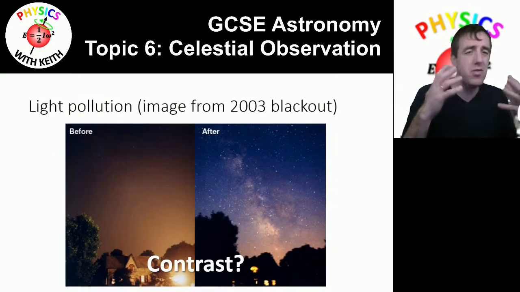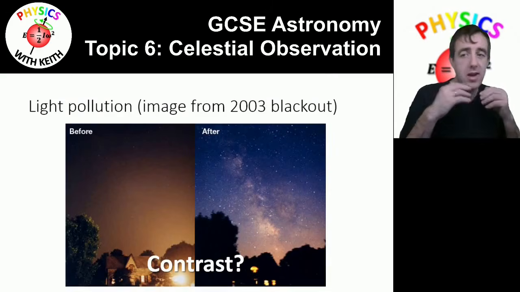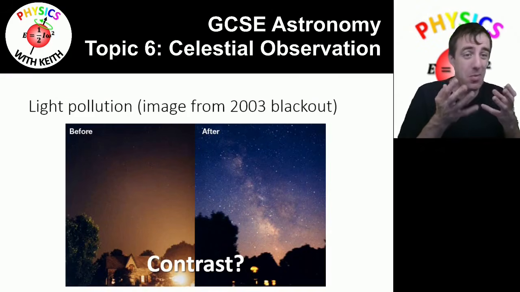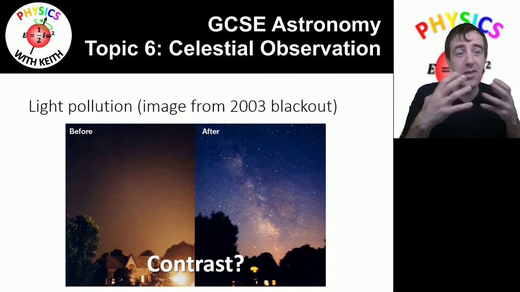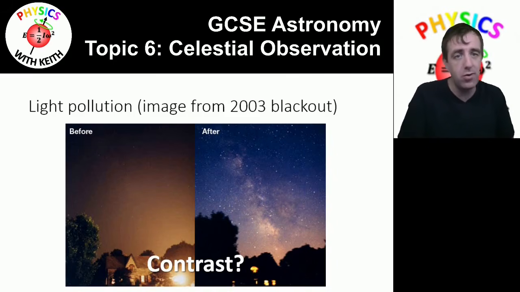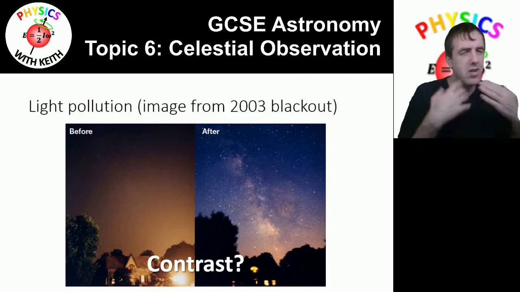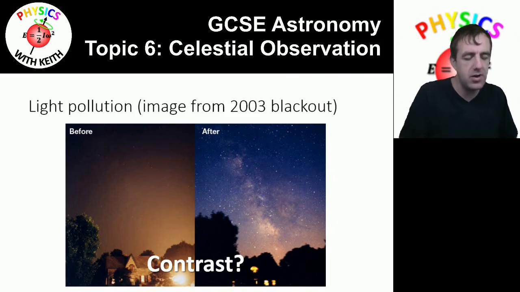But even if you get a star nice and high in the sky, it doesn't necessarily mean you're going to be able to see it. And there's a few reasons for that. Obviously, light pollution, you've seen this one before, means you don't have the contrast you'd need to be able to see the star against the background of the sky.